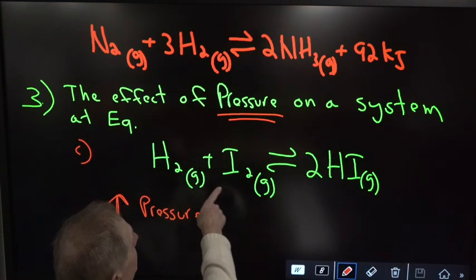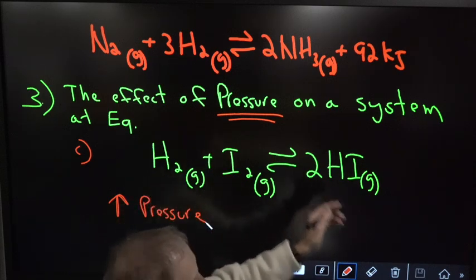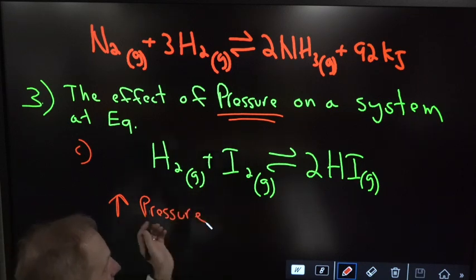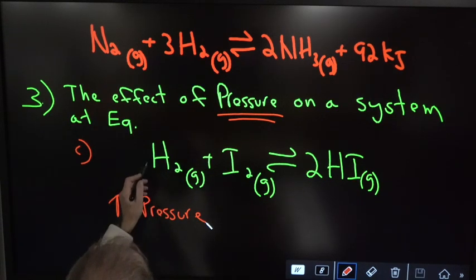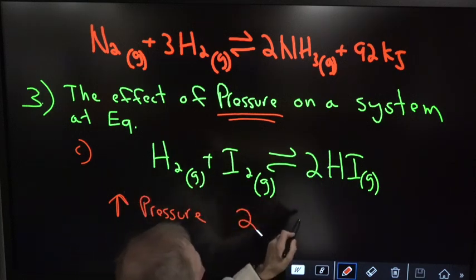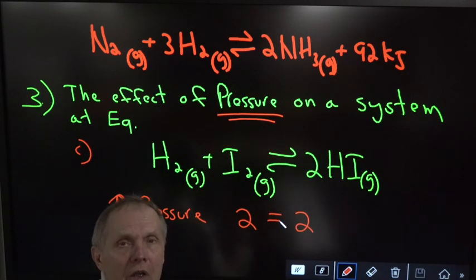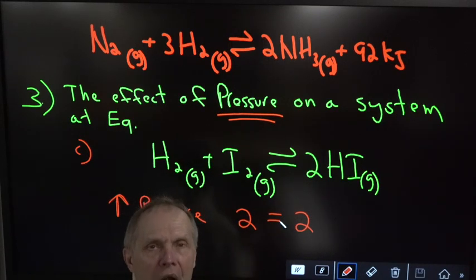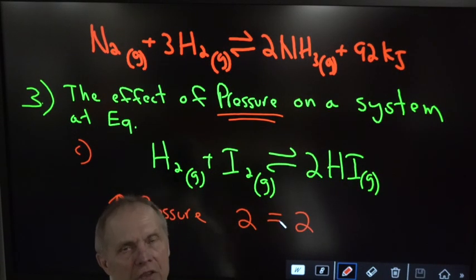So here's H2 plus I2 yields 2HI. And we have H2 as a gas, I2 as a gas, and HI as a gas. Okay? So I'm going to increase the pressure. Since it's an all-gas system, we can use the coefficients. So look. There's 1 there and 1 there, so that's 2 on the left-hand side. But look over here, there's 2 here. So there is no high or low. So if the coefficients on both sides equal each other, pressure has no effect. Okay? If they're equal to each other.